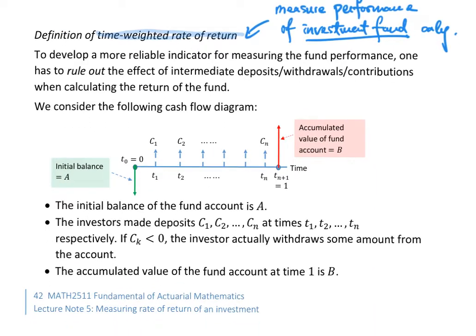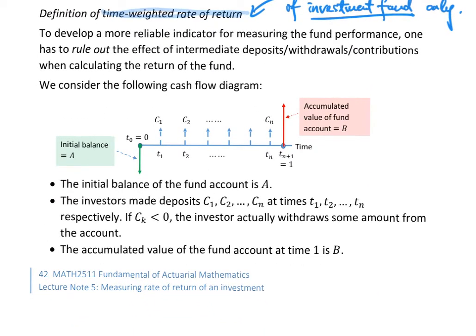In order to do this, we will consider this cash flow diagram of this investment fund. Basically we apply the same setup as we did for the dollar weighted rate of return. First of all, we have an investment fund with the initial balance A. Throughout this year, you will make some deposits, let's call them C1, C2, Cn. If it is positive, that will be a deposit, otherwise that will be a withdrawal. Then after these n deposits, after 1 year, the account balance of the fund will be equal to B.